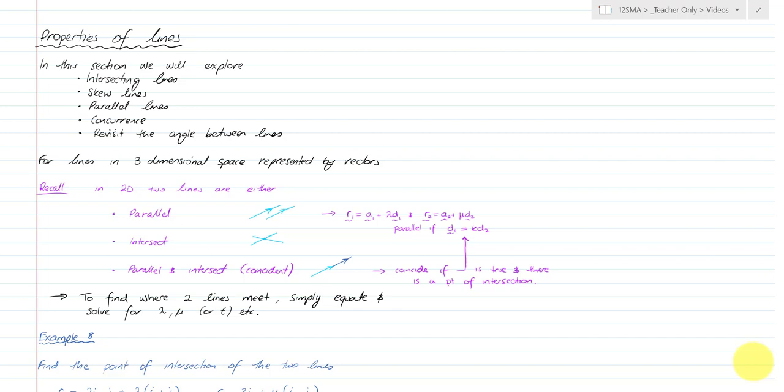So in this section we'll be exploring intersecting lines, skew lines, parallel lines, concurrence. We'll quickly revisit the angle between lines, but I'll just talk about that and I won't do an example on it. Hopefully you can pick one up and follow it. And we might also talk about planes that lines exist on and the idea of two lines being coplanar if they intersect.